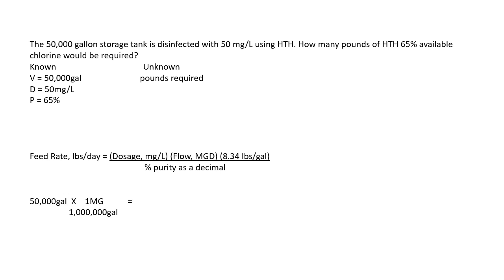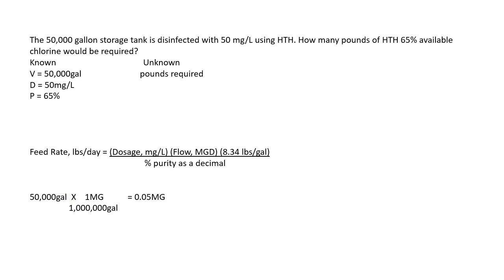So 50,000 gallons times 1 MG over a million gallons. The gallons will cancel out, and you're left with 0.05 MG. So now we can plug all of our stuff into the formula because we have the correct units of measurement. So 50 milligrams per liter times 0.05 MG times 8.34 pounds per gallon. We're going to divide that by the percent purity as a decimal, so 0.65.